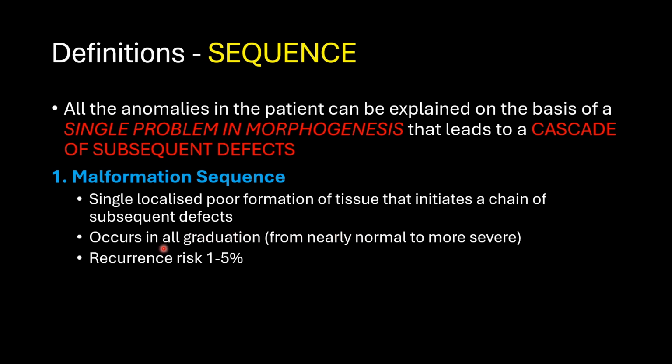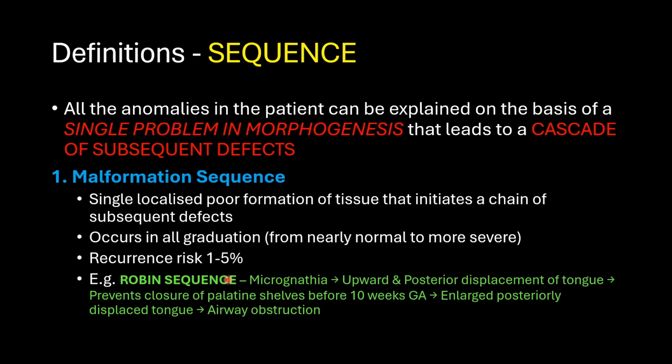It can occur in all gradations, basically from near normal to more severe, and the recurrence risk is 1 to 5%. We need to know about one example to understand this. So what is Robin sequence? We commonly know about the Robin sequence.